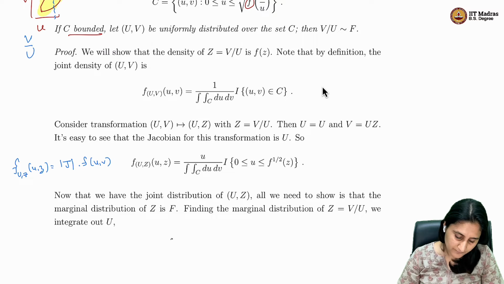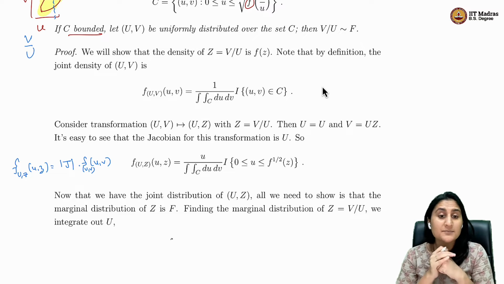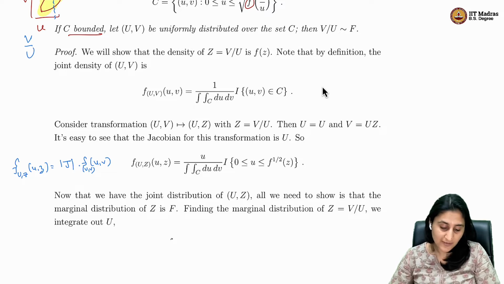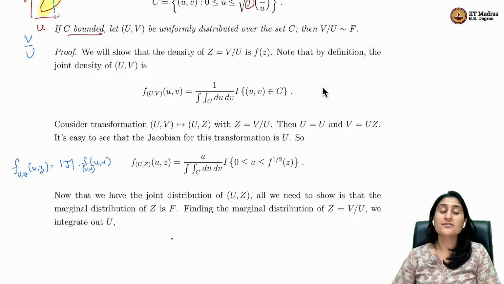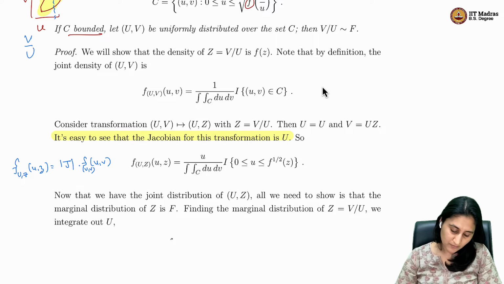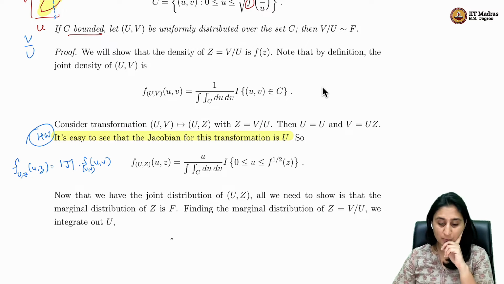f of u comma v, right? U comma v. That's basically what my density will look like. Now it's fairly straightforward to show, and given that we've done a Jacobian calculation in the previous lecture, I will leave it up to you as homework. So this part is going to be homework, but it's fairly reasonable to show that the Jacobian for this transformation is nothing but u.